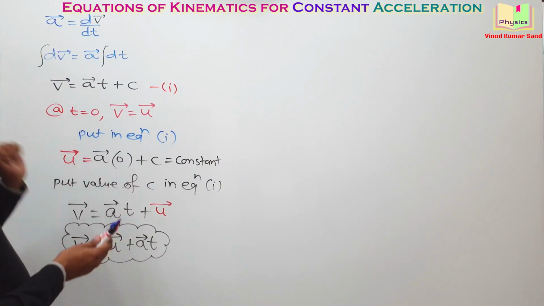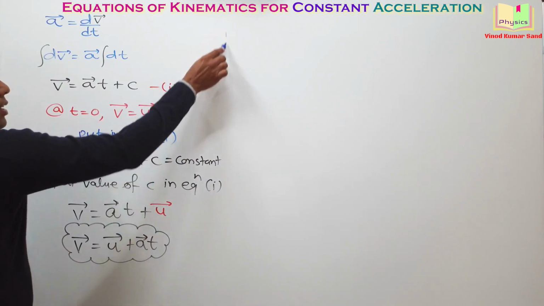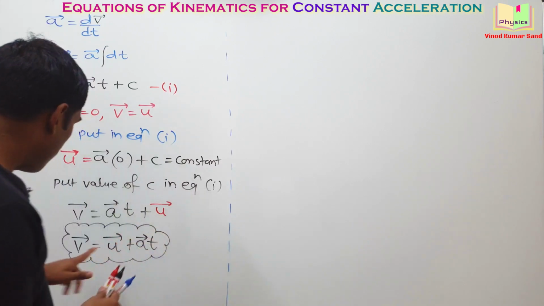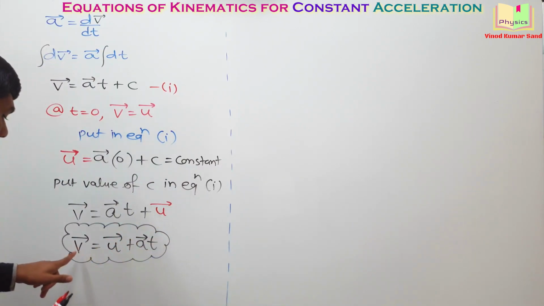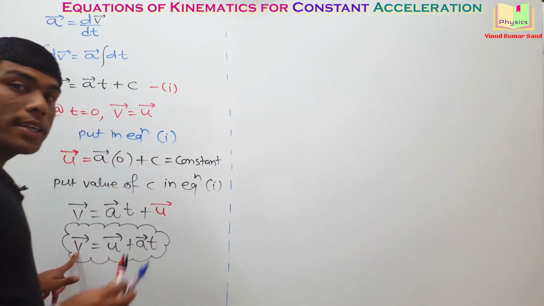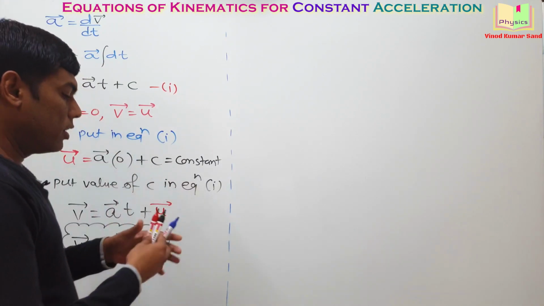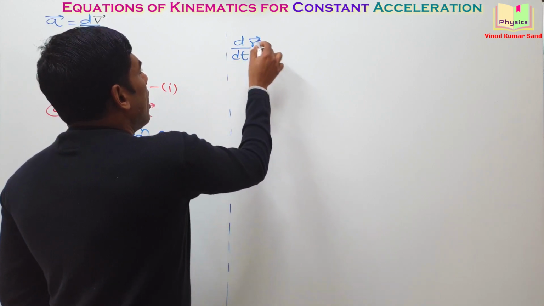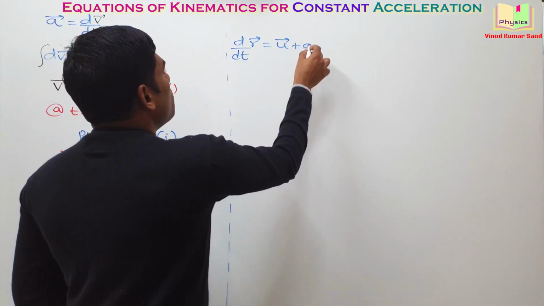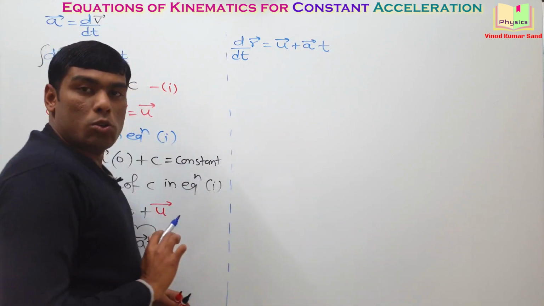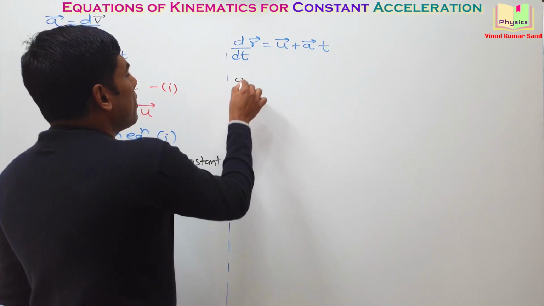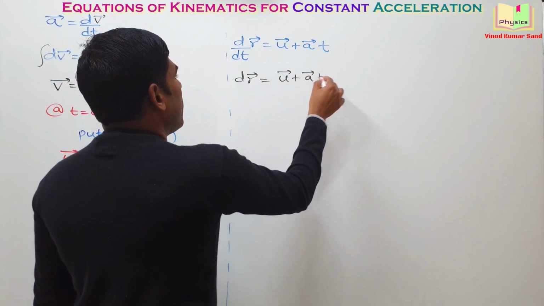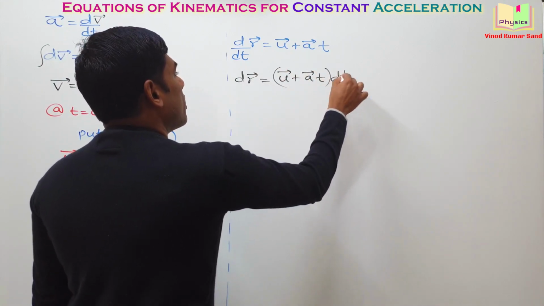Okay. After this, we'll be deriving the second equation of motion. So for that, we'll take this equation again. This v can be written as d by dt of the position. So I'm writing that here. d by dt of r is equal to u plus at. Do you agree? Here we can write dr is equal to (u plus at) dt.